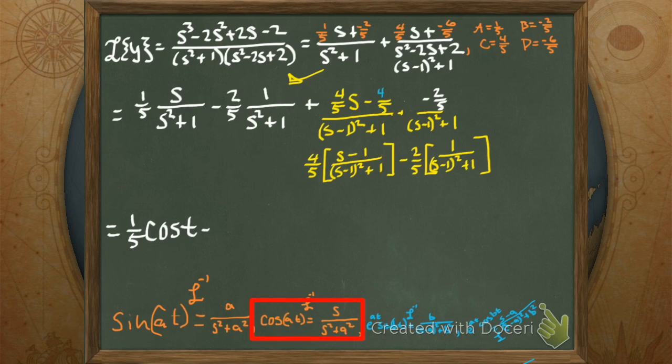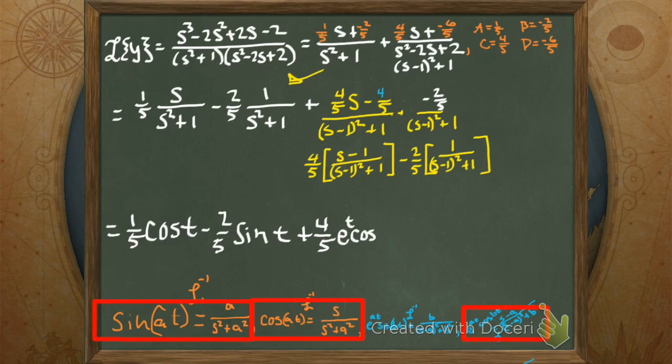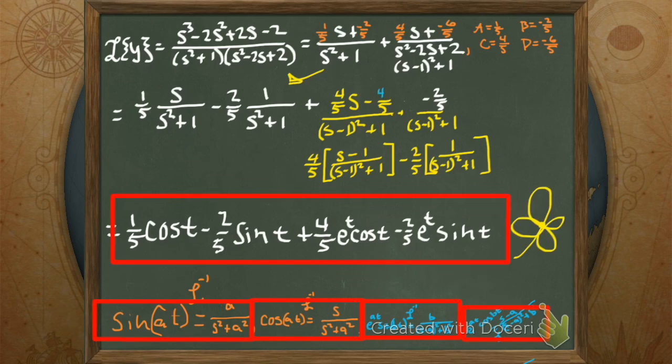Then this one, that's minus 2 fifths, that's the sine. Then that's 4 fifths e to the t cosine t, then minus 2 fifths e to the t sine t. And then we're all done but the box and flower.